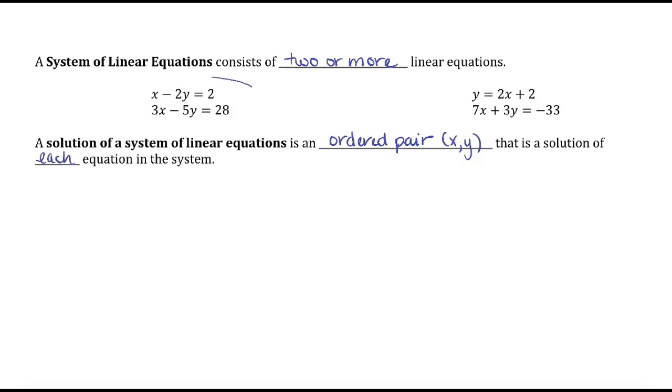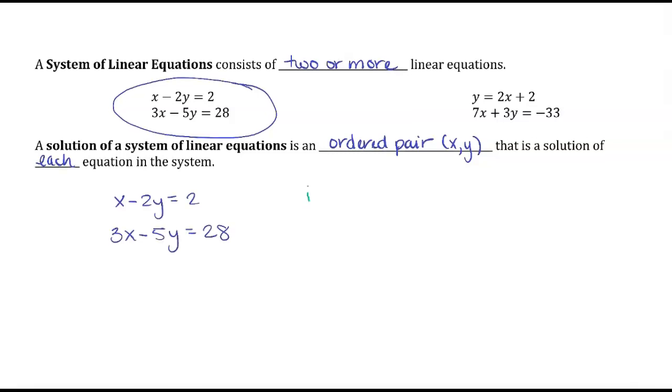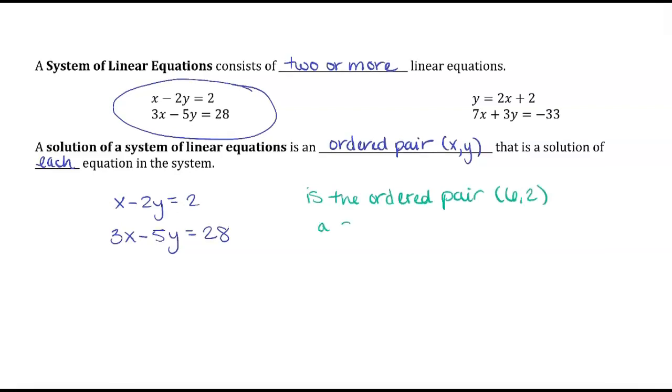Let's take this first system of linear equations as an example. Here's what we want to find out. Is the ordered pair (6, 2) a solution of the system? This is also example 1 in your lecture notes. To find out if (6, 2) is a solution of the system, we need to check that (6, 2) is a solution to each equation in this system.